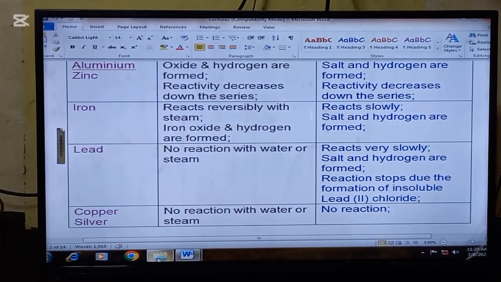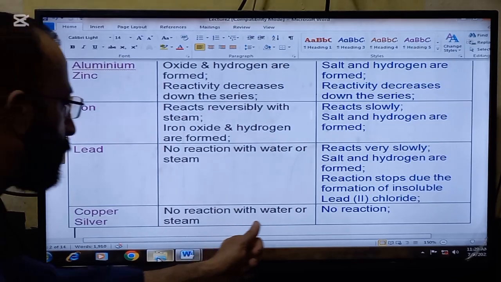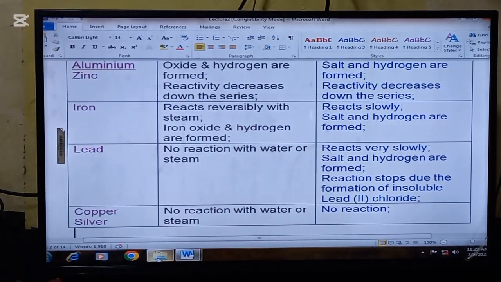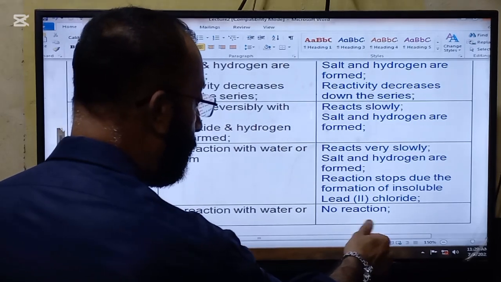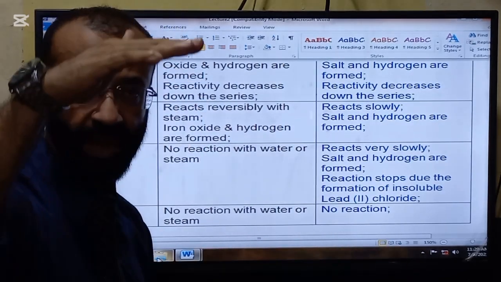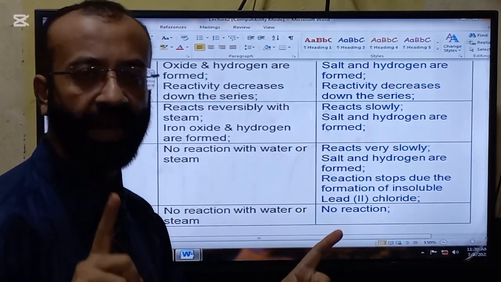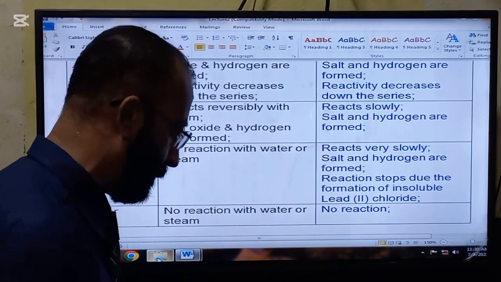And at the bottom of the reactivity series, we find copper and silver. They do not react with water or steam, and they do not react even with dilute HCl. So no reaction is there, because at the bottom, the metals are very less reactive.